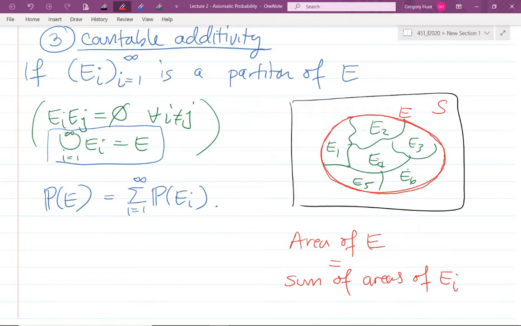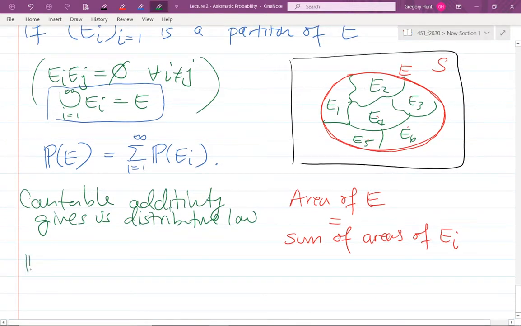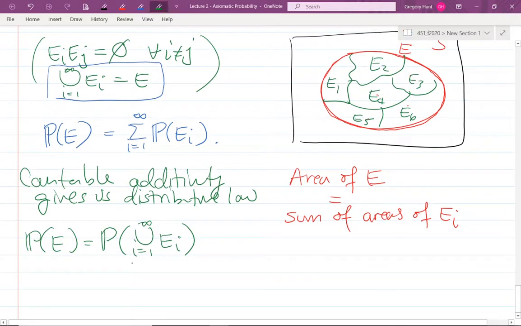So basically, it's got some kind of distributive law. So countable additivity gives us a distributive law where basically I can say, if I want to look at the probability of E, well, I can write E as the union, i goes 1 to infinity, of the E sub i. And what I'd like to do is just distribute this P over. So what I'd like to say is, okay, this is the union, i goes 1 to infinity, of the probability of E sub i. But that doesn't make any sense. How do I take the union of these numbers? No, I've got to change the union to a sum.